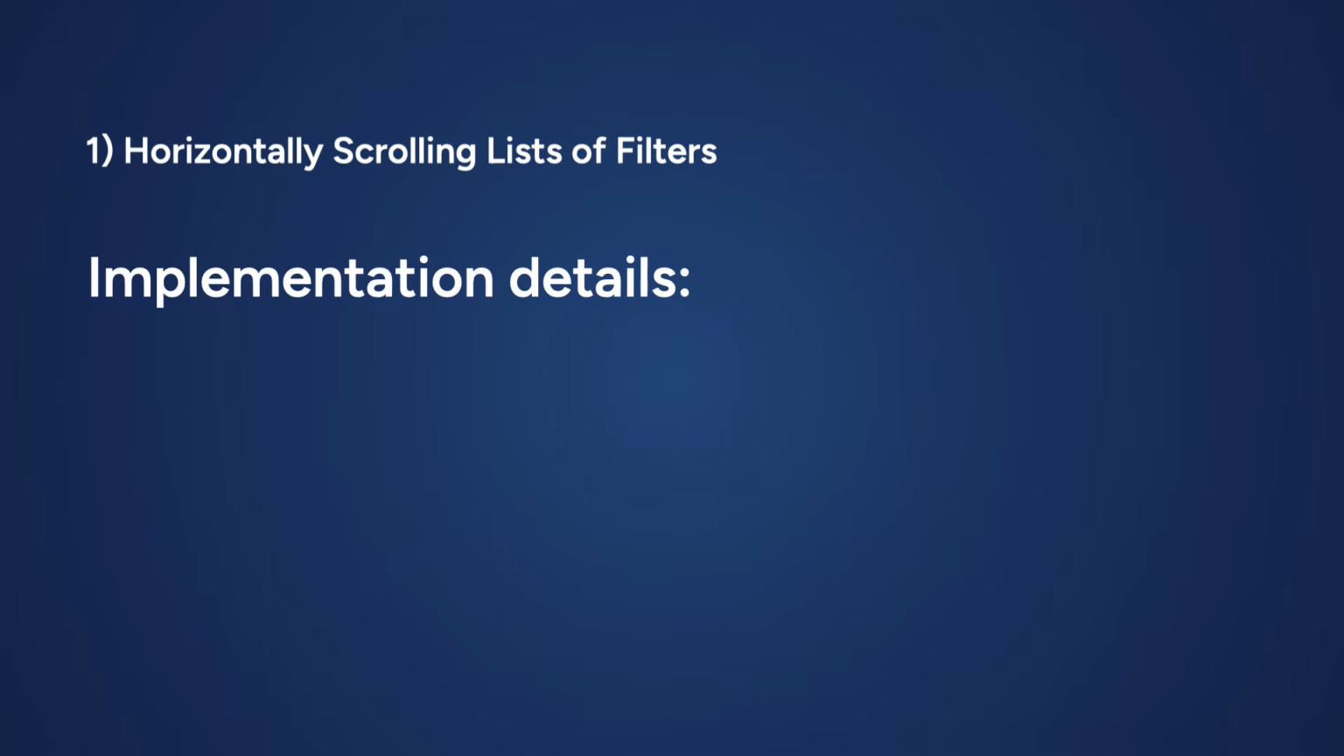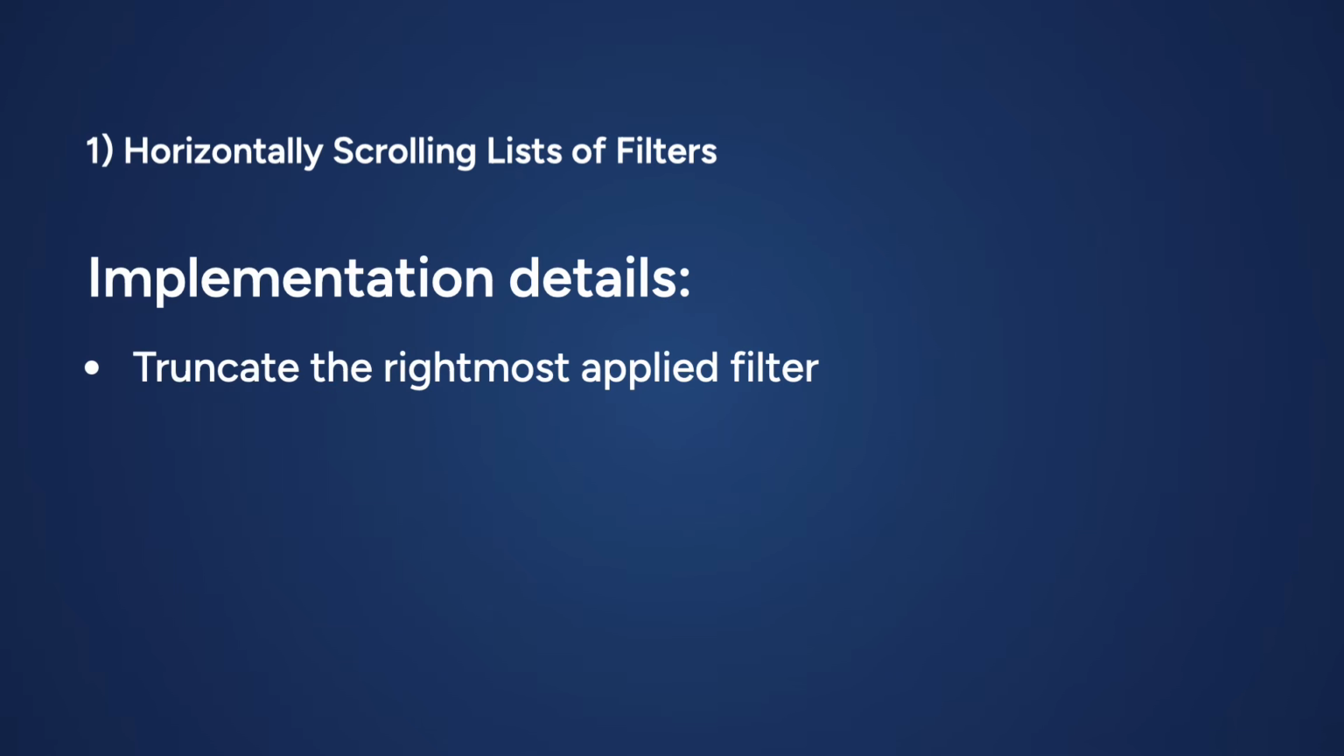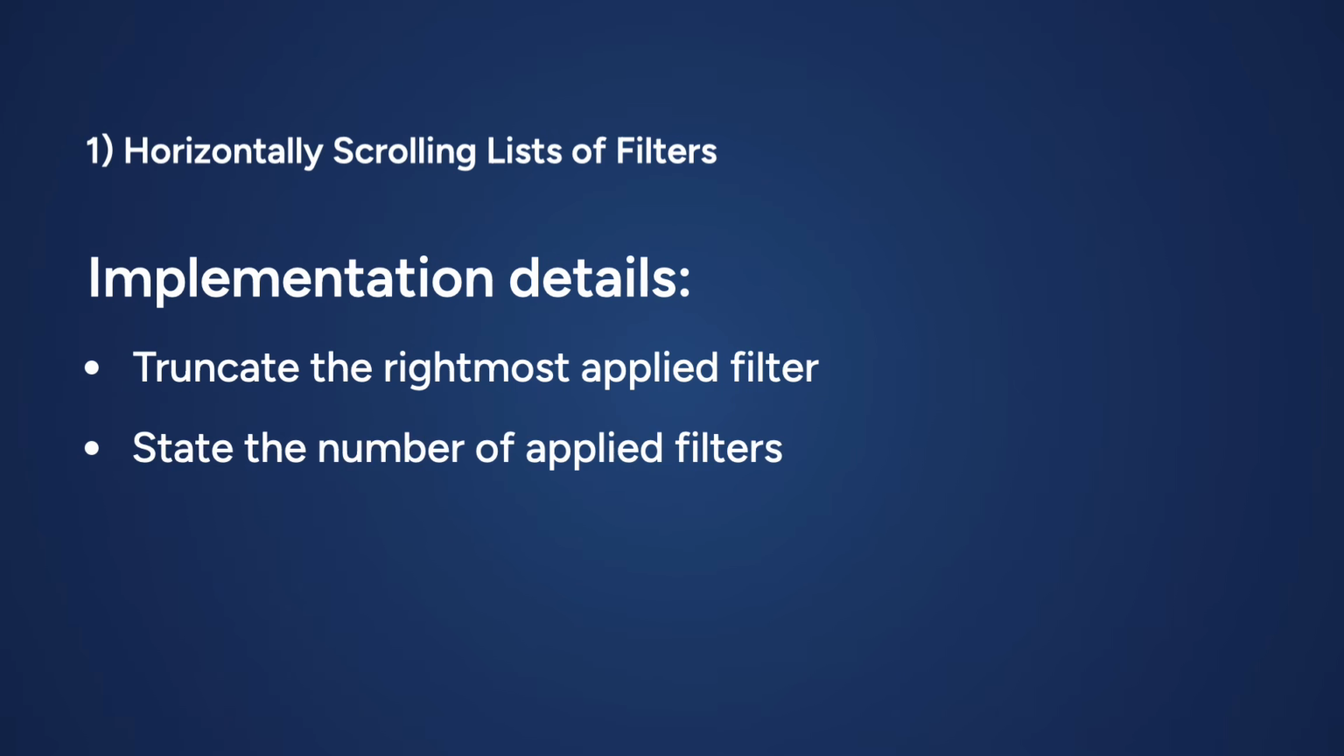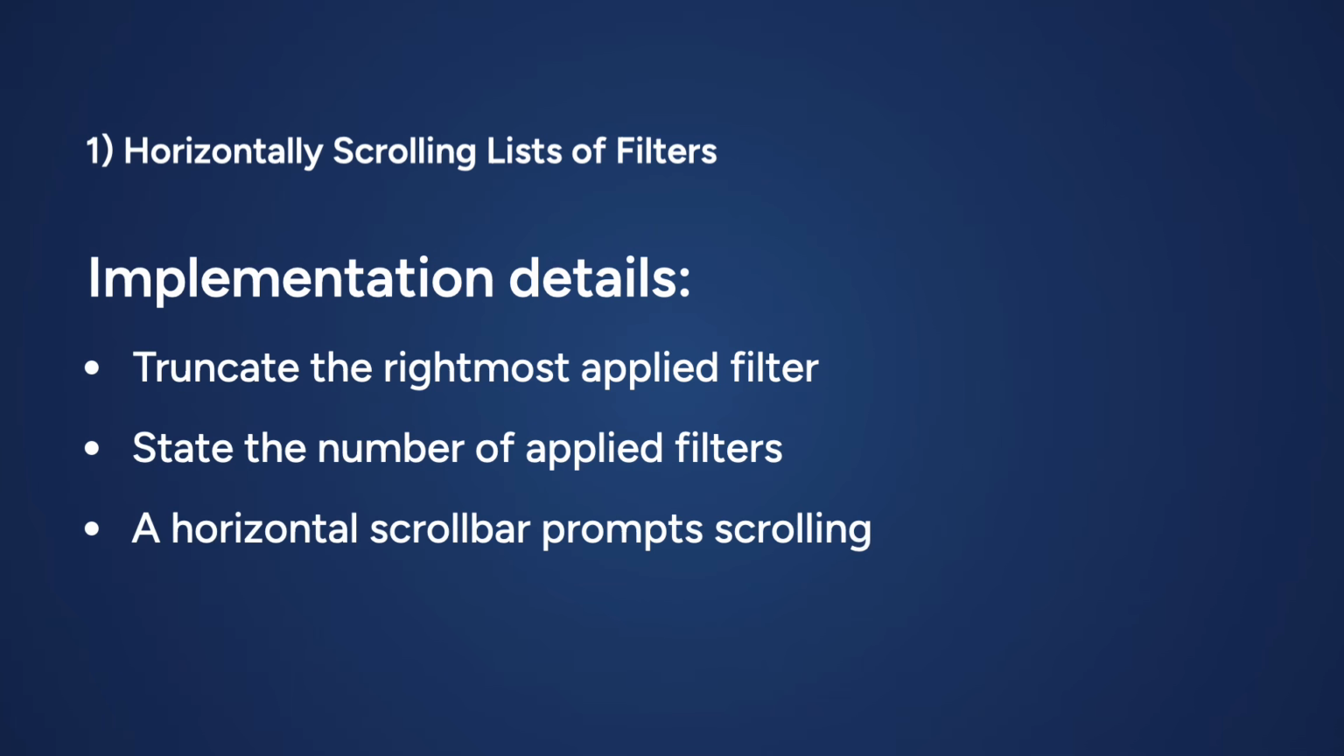One way to avoid this issue is to truncate the rightmost filter so users can see there are more filters off-screen. Also, display the total number of filters in text above the list to clarify that not all applied filters are visible. Finally, a horizontal scroll bar reinforces that users can scroll to view any hidden filters.